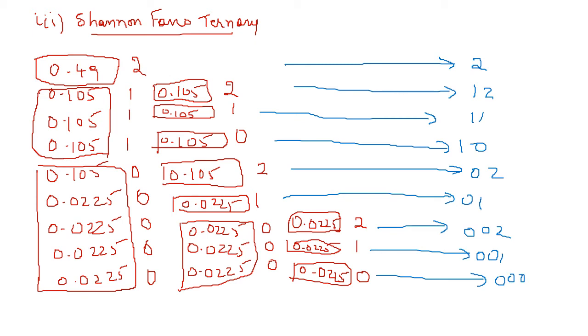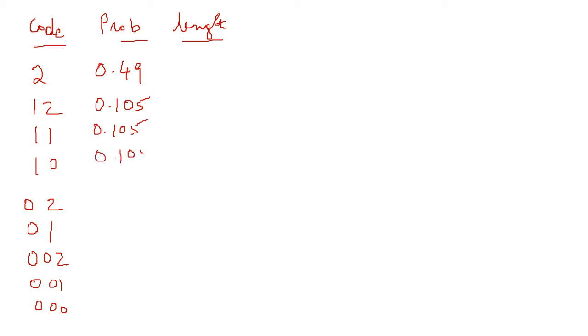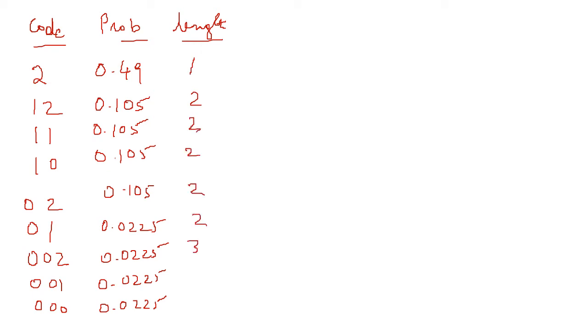So this is the respective code for the Shannon Fano ternary code. We'll find the code efficiency for the Shannon Fano ternary code. For that, we'll write the code, the respective probabilities and the respective lengths. The code obtained is 2, 1 2, 1 1, 1 0, 0 2, 0 1, 0 0 2, 0 0 1 and 0 0 0, as per the algorithm. The probabilities are 0.49, 0.105, 0.105, 0.105, 0.0225, 0.0225, 0.0225, 0.0225, and the respective lengths will be 1, 2, 2, 2, 2, 2, 3, 3 and 3.